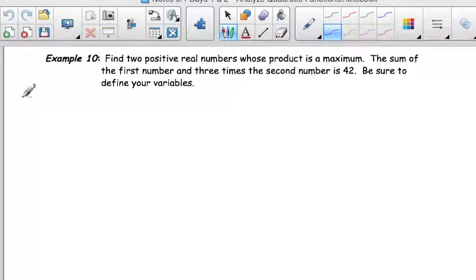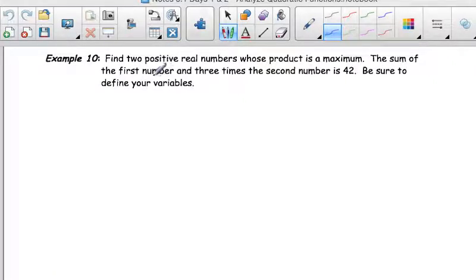Solution to example 10 from notes 3.1 on quadratic functions. This is an application problem, and here we're asked to find two positive real numbers whose product is a maximum. When we're asked to find a maximum or minimum, this is going to be a quadratic function, and we're going to be looking for the vertex.